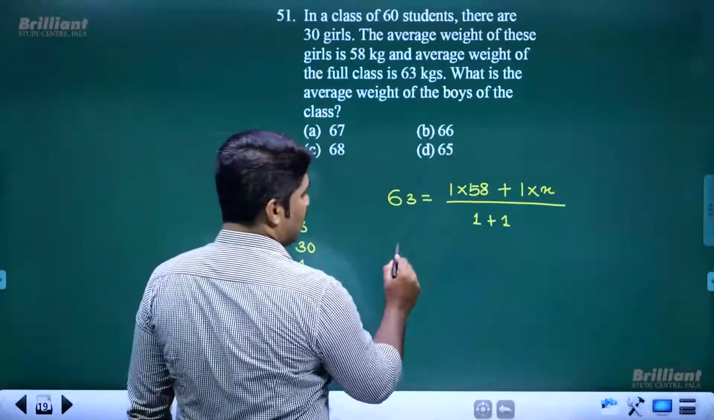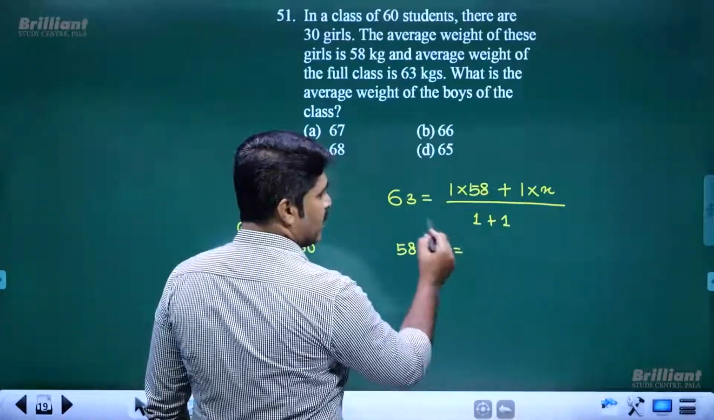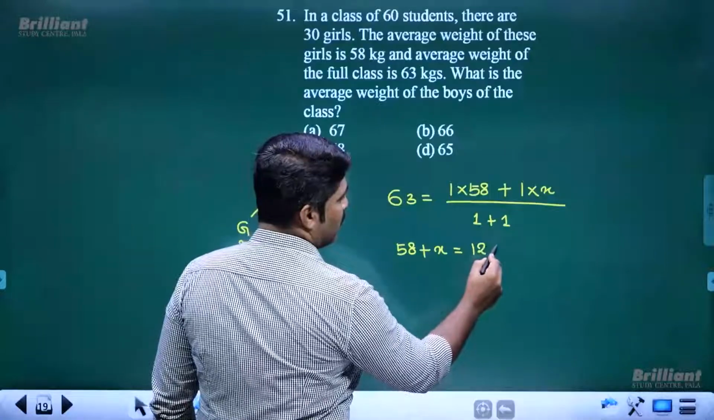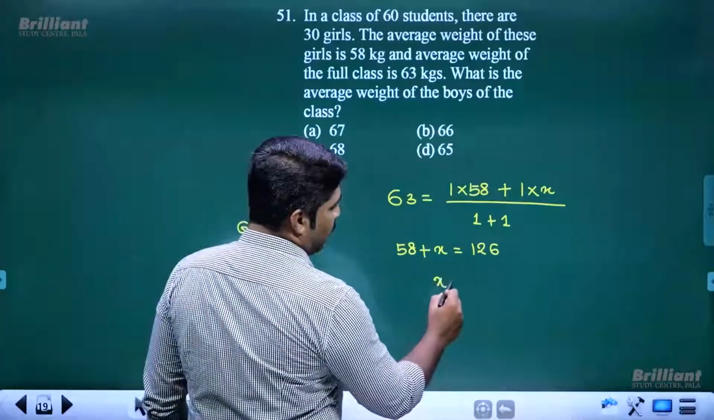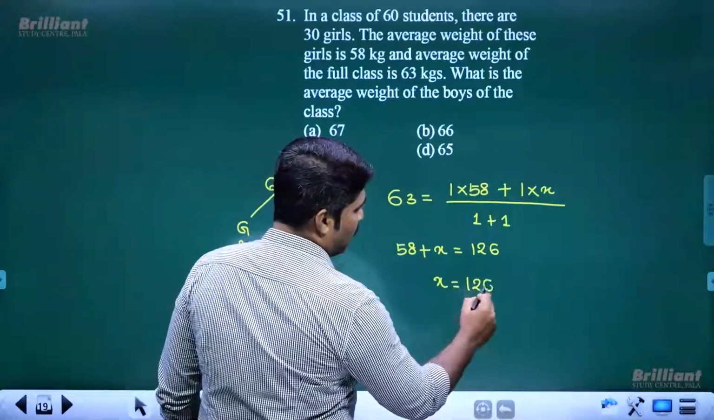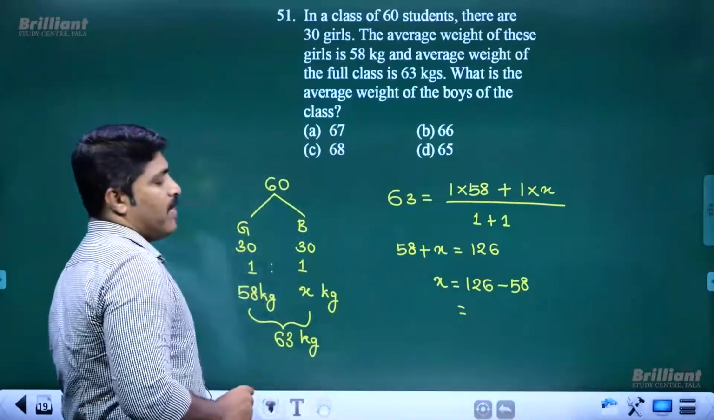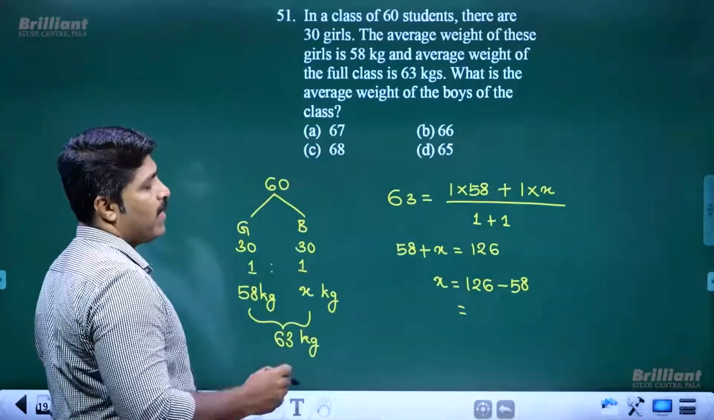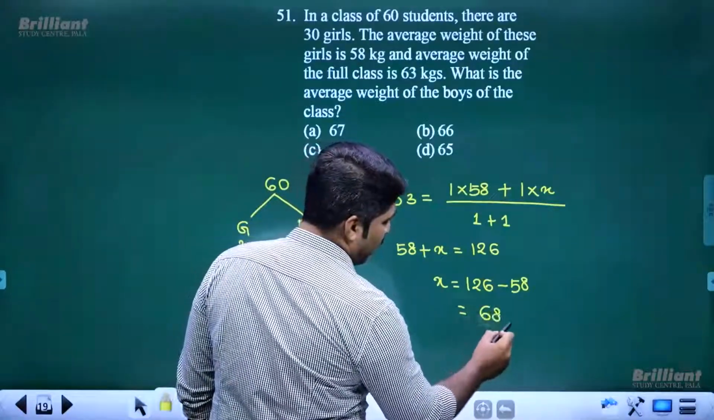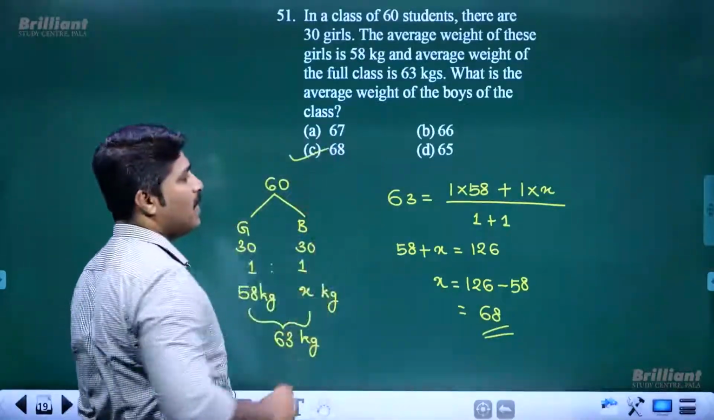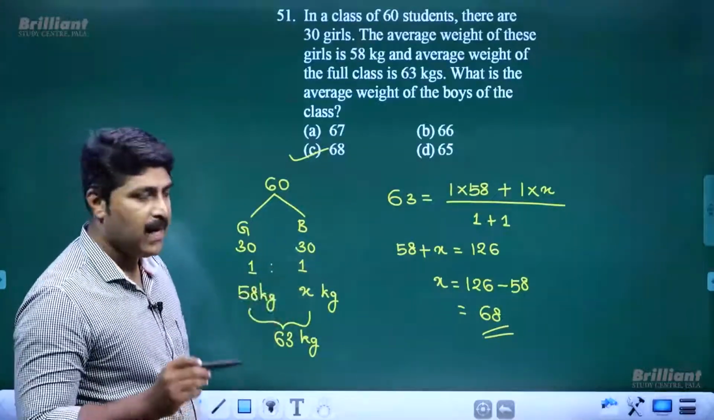So consider this step: 1 into 58 is 58, 1 into x is x. Take this 2 to the right side, this is 126. Now we can easily find the value of x. This is 126 minus 58. So what is the value here? This difference is equal to 68. Here the answer is option C. This is the basic idea of weighted average.